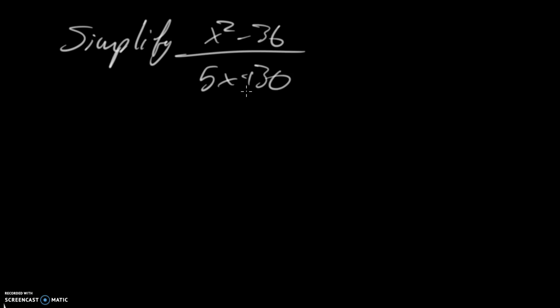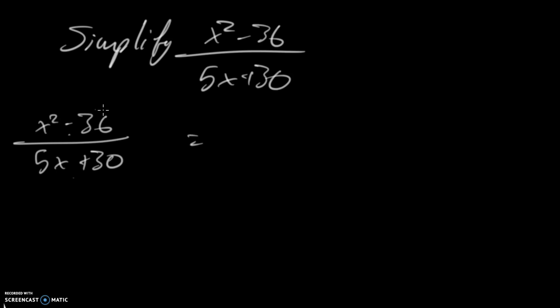Right, hopefully you've done it. If you haven't, let's go through it together then. So x squared minus 36 over 5x plus 30. So we need to factorize this and we need to factorize that. So x squared minus 36, x squared is also squared and 36 is also squared, so we can just put x plus 6 brackets x minus 6.